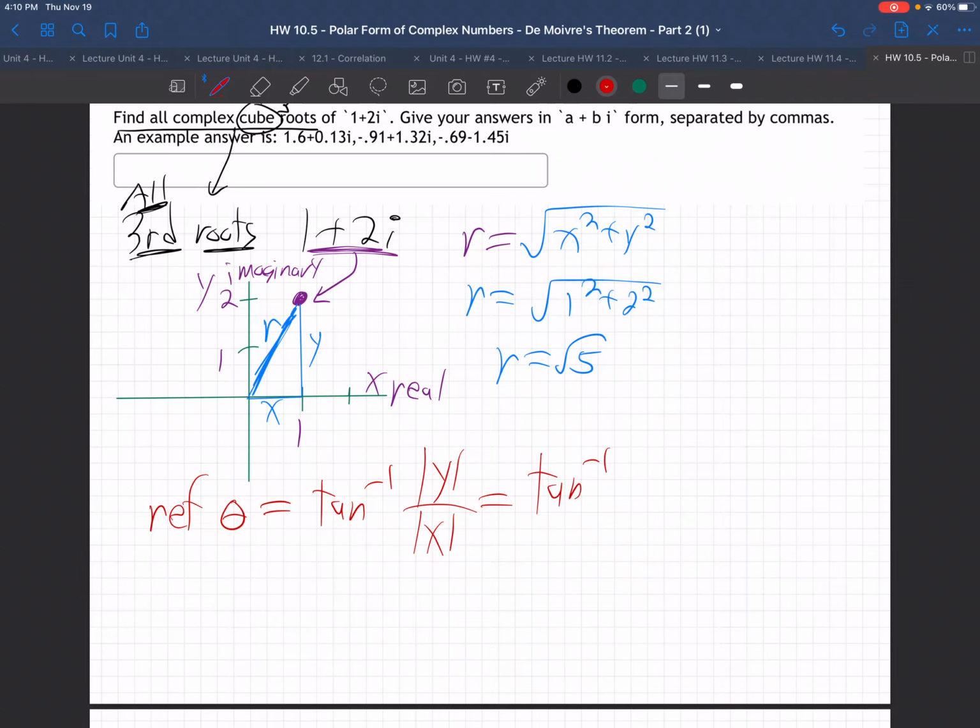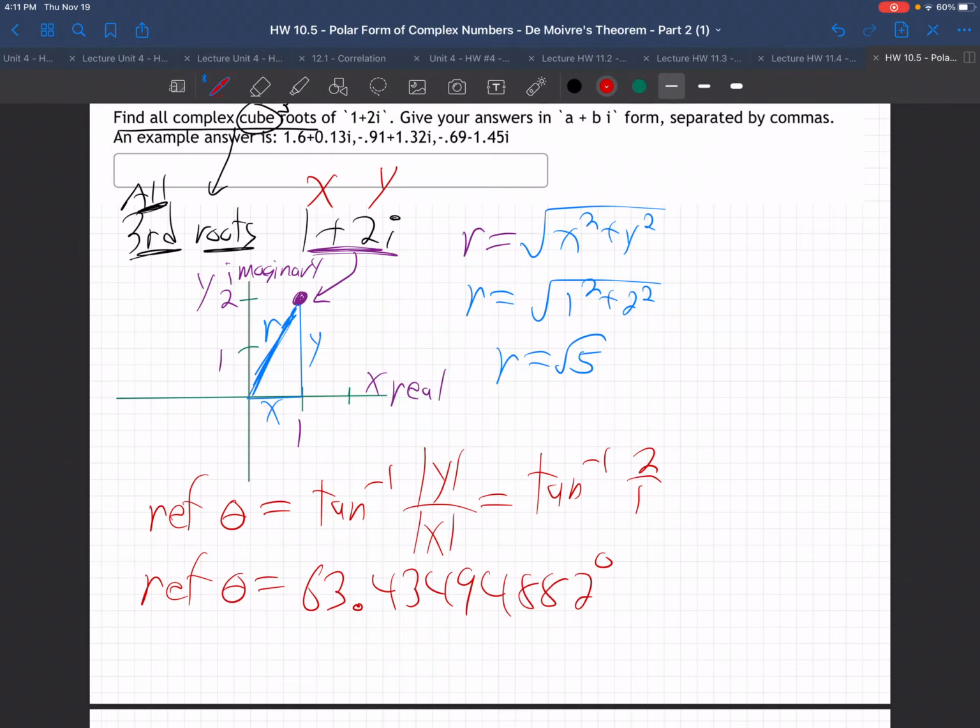Remember this is x and this is y. So it's going to be 2 over 1. Tangent inverse of 2 over 1. Hit the button, and make sure you're in degree mode. I'm getting 63.4349, and I better use a ton of accuracy, so let me bring it down here. So the reference angle is 63.43494882 degrees. Okay, that's the reference angle.